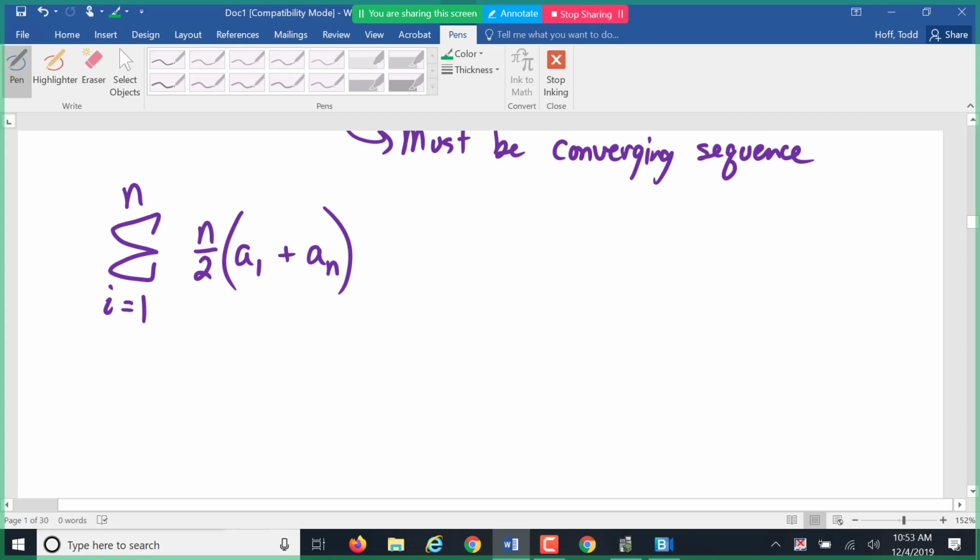So let's do this. Let's say I want to do the finite sum from i equals 1 to 20 of the arithmetic sequence 7 plus (i minus 1) times 3.